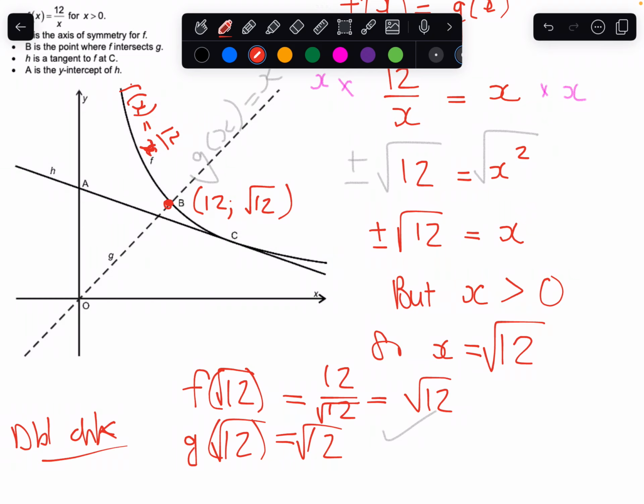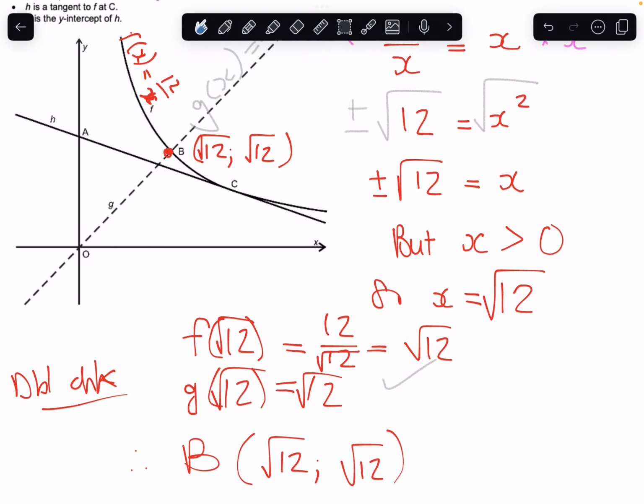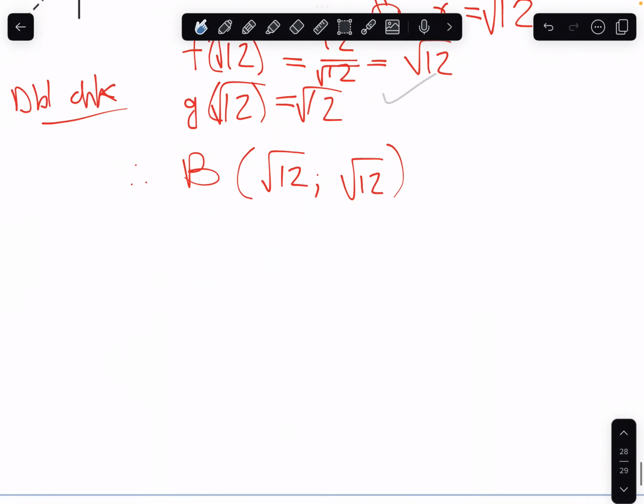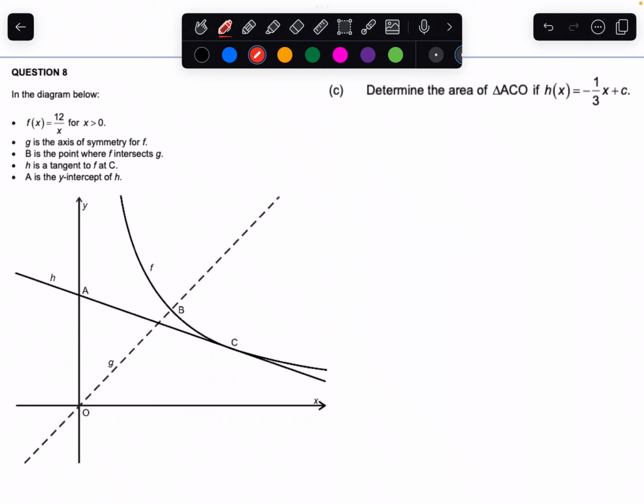So the coordinates of B are x is equal to... no, man. Oh, I wish I could just snap out of the funk. Right, root 12 and root 12. Hopefully not too confusing. If it is, let me know. I will re-record when life is better.